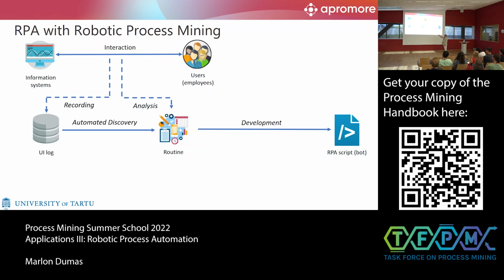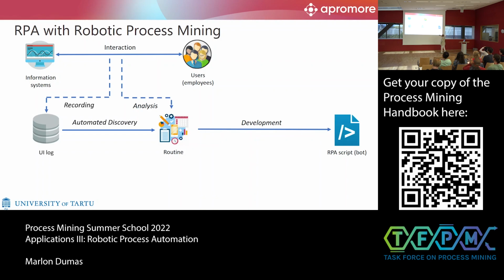These UI logs are then used to automatically discover routines that could be automated, so candidate routines for automation. And of course, candidate routines means potentially automatable, but not necessarily worth automating or not necessarily a high priority for automation. Then there is a bit of analysis that can be done on top of it to prioritize these routines and say which ones we are going to develop.